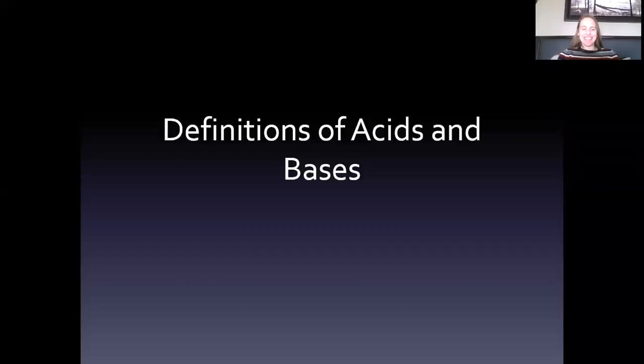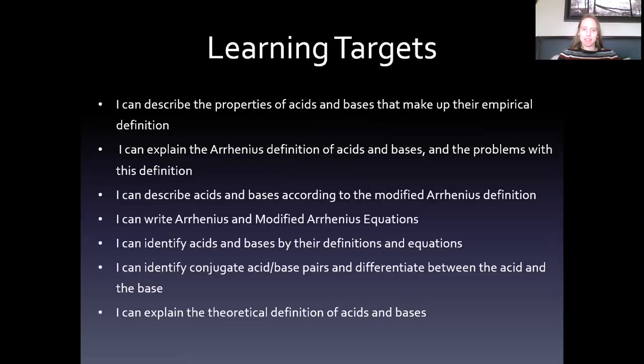Hey guys, today's lesson is all about the different definitions of acids and bases. So essentially all the different ways that we describe what is an acid and what is a base. So you will have to know the different properties of acids and bases, as well as how Arrhenius defined acids and bases and why there were some issues with that, what the modified Arrhenius definition is, and then you also need to be able to write both Arrhenius and modified Arrhenius equations, as well as write conjugate acid and base pairs.